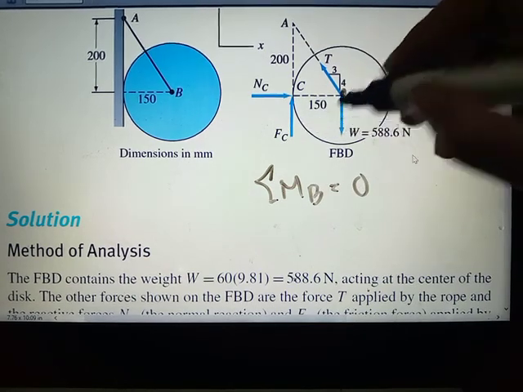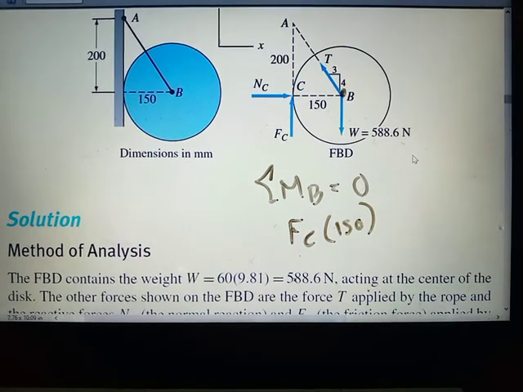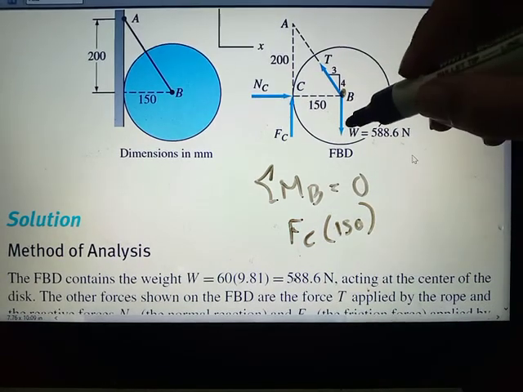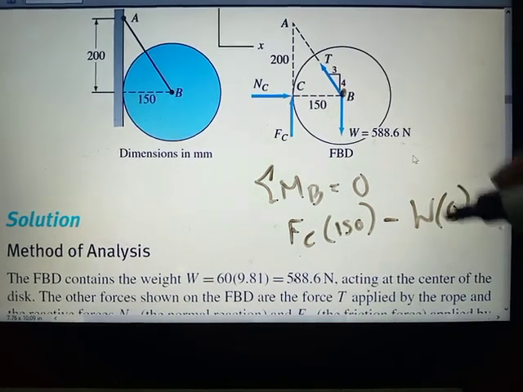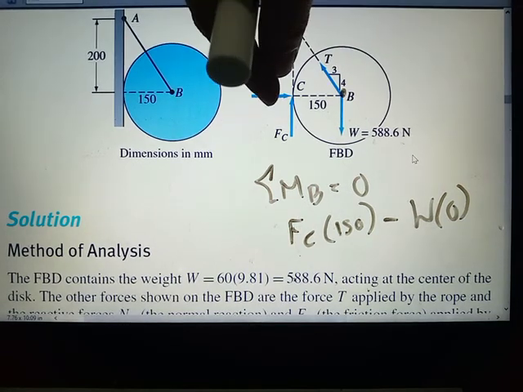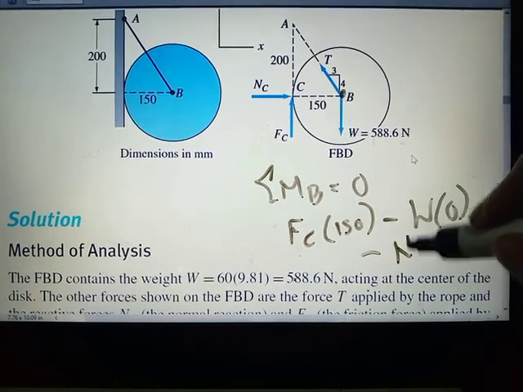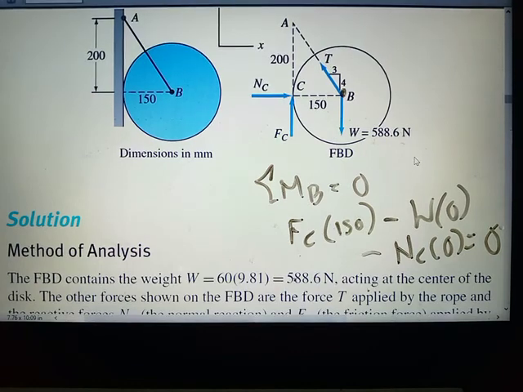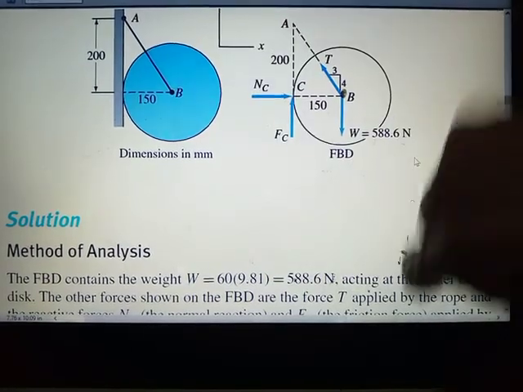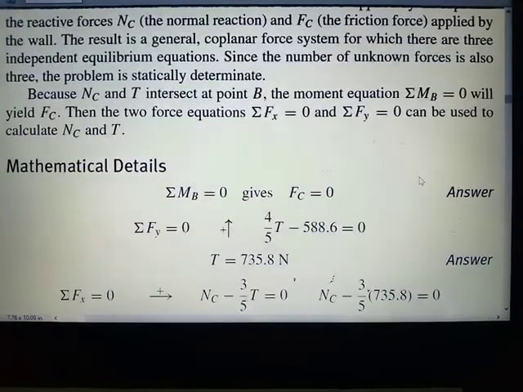FC will be multiplied by 150. But in the other direction, your W has no moment arm since it is located at B, so 0. And since this is horizontal, there is no perpendicular distance between NC and B. So your NC has a moment arm of 0 also. That's why your FC is equal to 0, as dictated here.